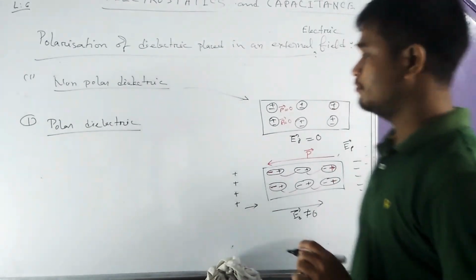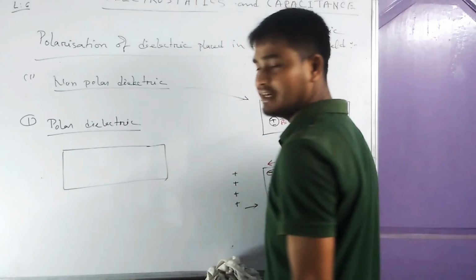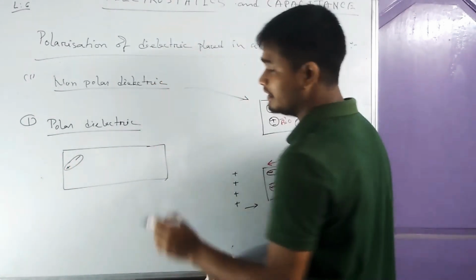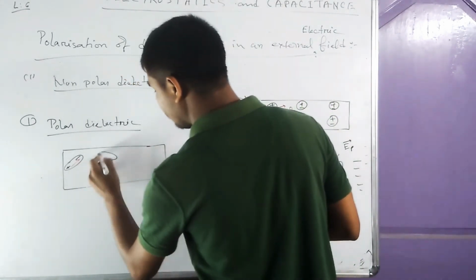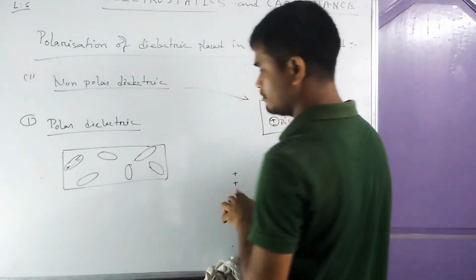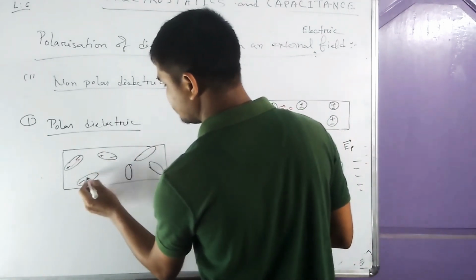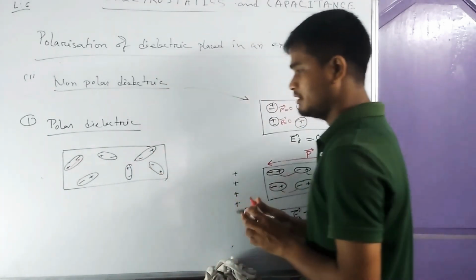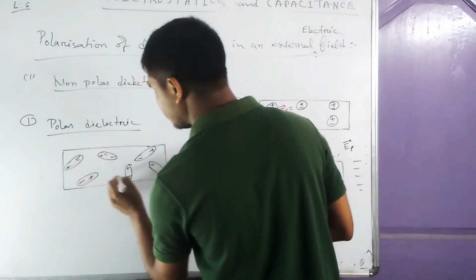The molecules are polar. So let us consider this is a dielectric. We are considering polar, that is there is plus and minus, and there is some distance, like all the molecules. This is minus plus, this is plus minus, minus plus, plus minus, minus plus. These are the polar molecules, minus to plus, negative to positive.